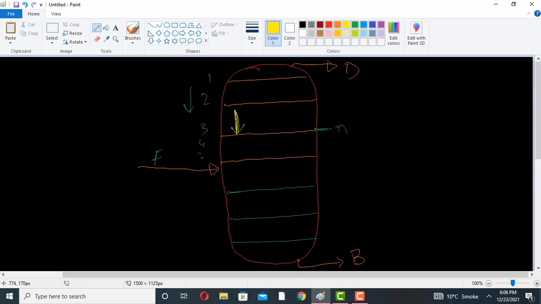Suppose this is plate N, this is plate N minus 1, and this is plate N plus 1. Similarly, suppose this yellow plate is plate number N, this is N minus 1, and this is N plus 1.